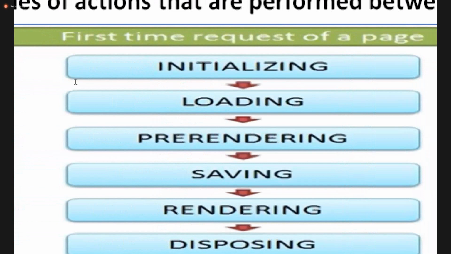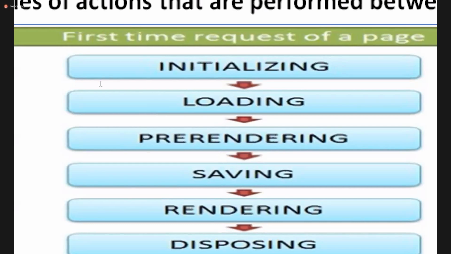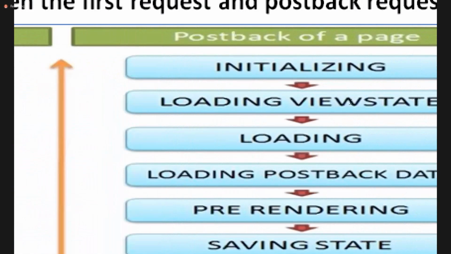Initializing, loading, pre-rendering, saving, rendering, disposing. Controls are initialized, the loading process will happen, then pre-render, saving, rendering, disposing. What is saving? Saving is nothing but saving the state of the values. And when you come to the postback, what will happen first?